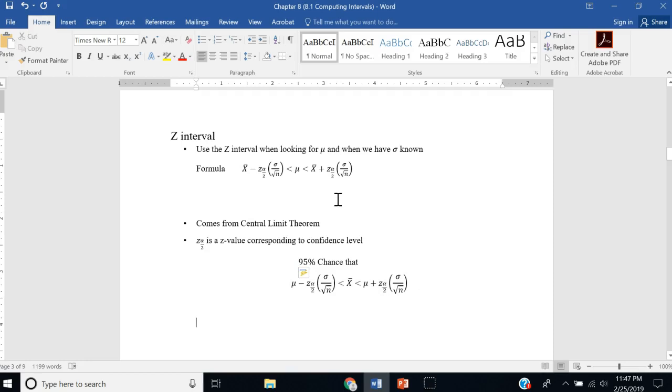So you have a 95% chance that if you find a sample, that your population average is between your sample average minus that number and your sample average plus that number. Okay, so that's how the z interval comes out of the central limit theorem.